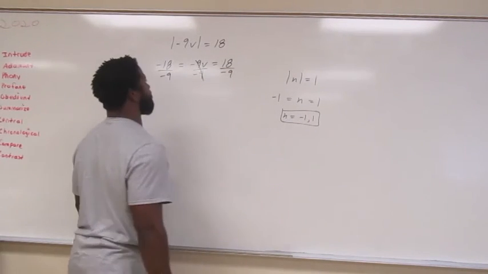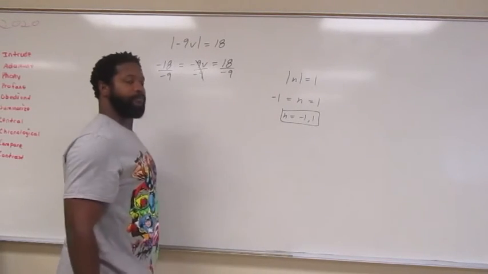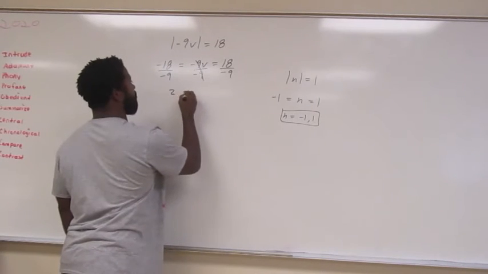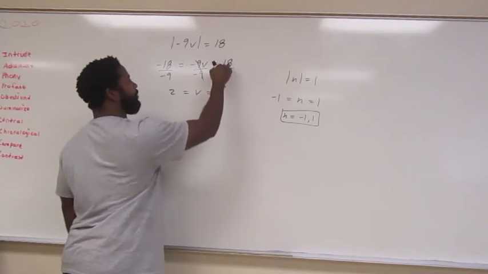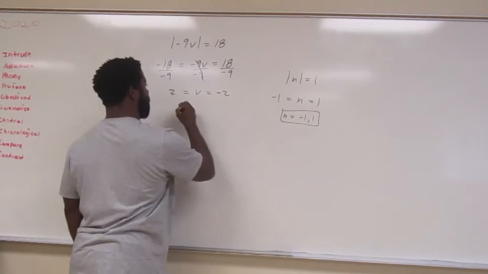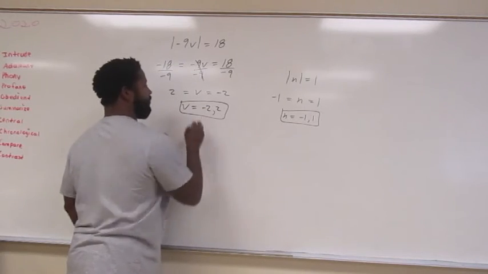The negative 9s cancel out. What's negative 18 divided by negative 9? Negative divided by negative is positive 2. Positive 2 is equal to v, which is equal to, what's a positive divided by a negative? Negative 2. V is equal to negative 2 and 2, okay?